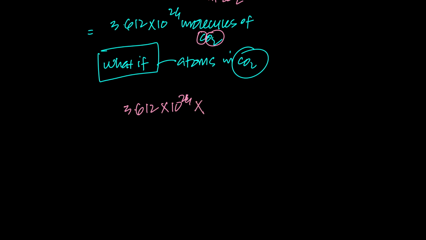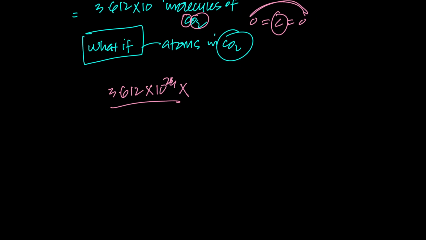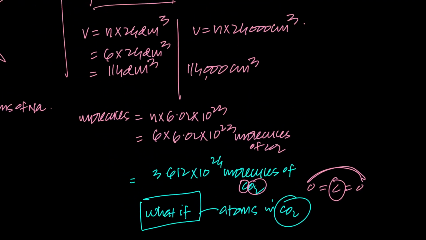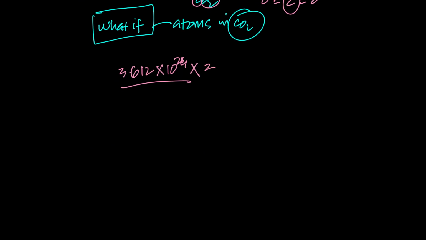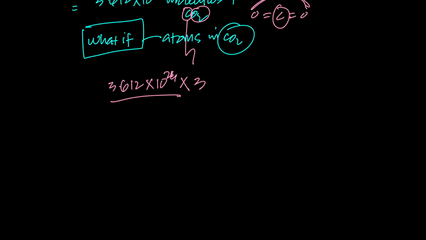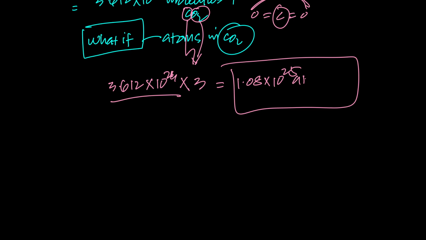Well, you have these many molecules of carbon dioxide, but in each molecule you have one C and two O's. So in total, in each molecule of carbon dioxide you have three atoms, one of C and two of O. So if I want to calculate the atoms in 6 moles of carbon dioxide, once I calculate the molecules, then obviously I'll multiply it by 3, because you have three atoms in a single molecule. So what do you get? What's the answer? 1.08 into 10 to the power 25. Okay, this is one way of doing it. These are the number of atoms in 6 moles of CO2.